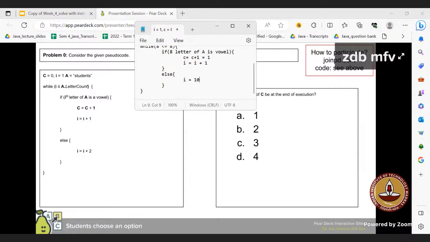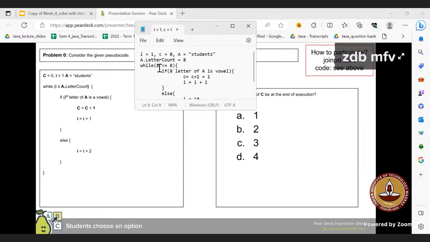I will become 10. Now you will check whether 10 is less than or equal to 8. No, 10 is greater than 8. 10 is not less than or equal to 8, so we'll come out of the while loop.